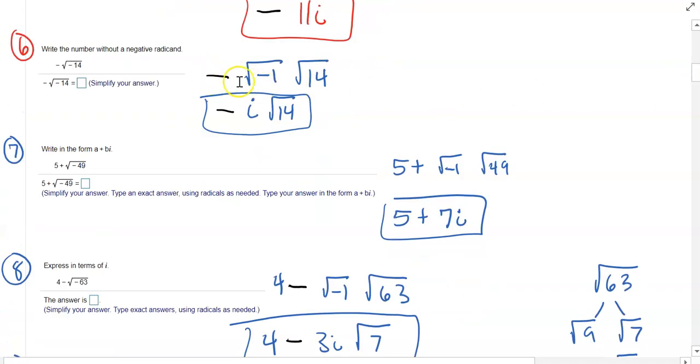Same thing going on here. We separate the square root of -1 and the square root of 14. We can't simplify this, so this is just an example of we don't want to write the i in the square root because you can't tell if the i is underneath the square root, so we just put the i out front.